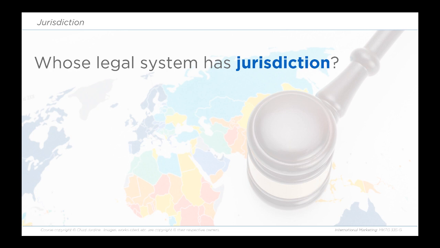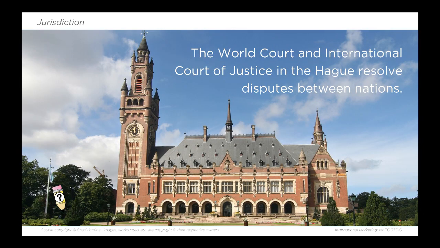So in a dispute, just like we were talking about with the United States and Germany, the big question is, who has jurisdiction? And there, in some cases, neither one has jurisdiction. So these cases can be adjudicated at the World Court. So the World Court, or the International Court of Justice, which is in The Hague, in the Netherlands, has a framework for solving disputes between nations.